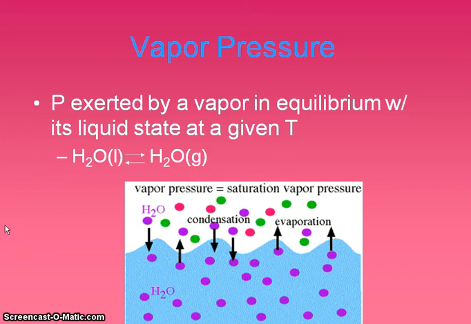Another term you need to know is vapor pressure, and that's the pressure that's exerted by a gas or a vapor in equilibrium with its liquid state at a particular temperature. So these surface particles here that are in the liquid form will be evaporating, and that pressure that they give off will be that vapor pressure.